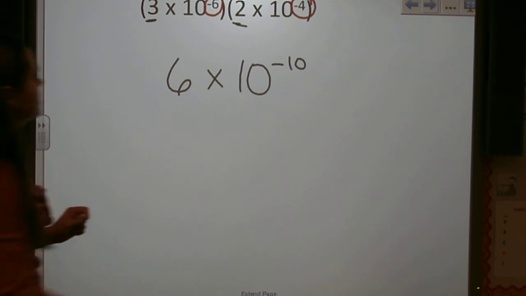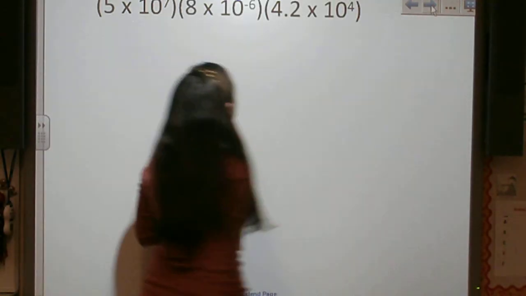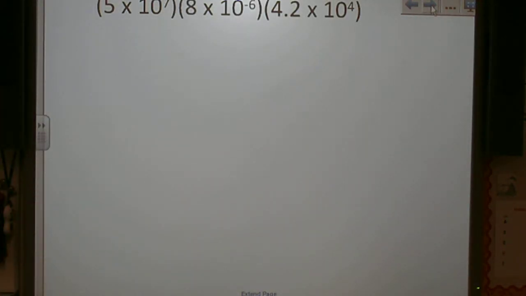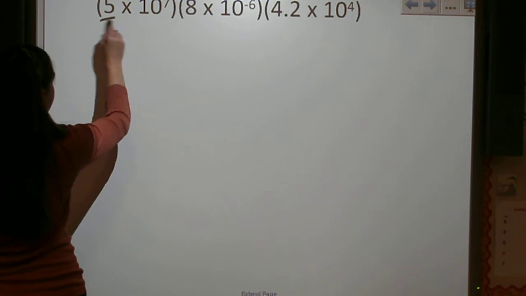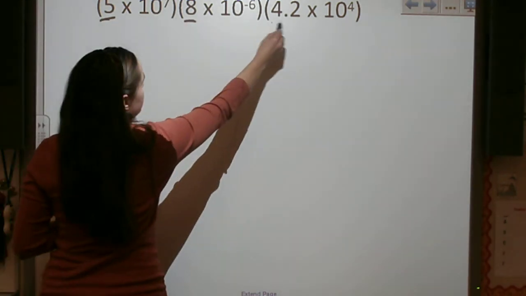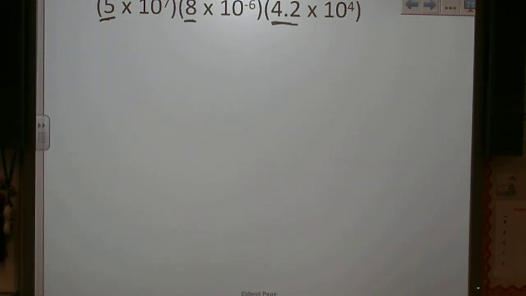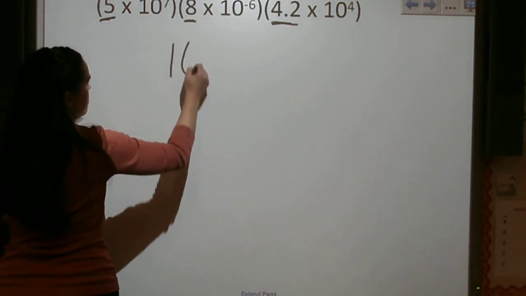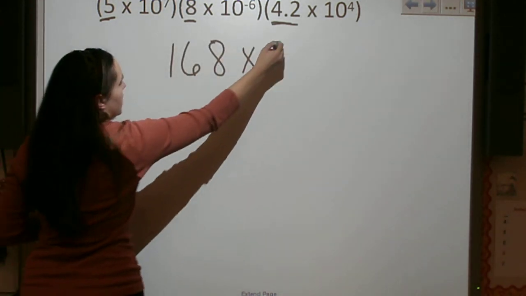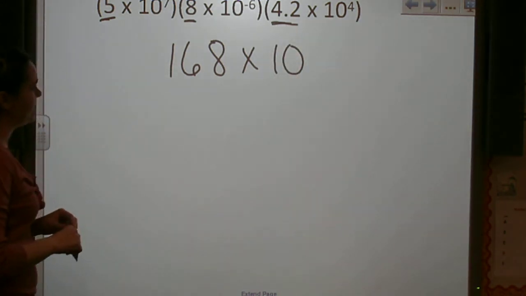Alright, our next example. We have 3 numbers that we're going to be looking at now. So we need to say, what are our coefficients? We have 5 times 8 times 4.2. And 5 times 8 times 4.2 is 168. Again, our base remains the same at 10.